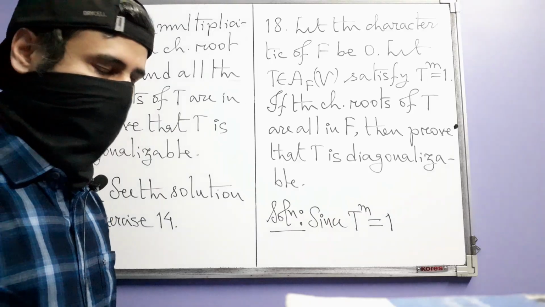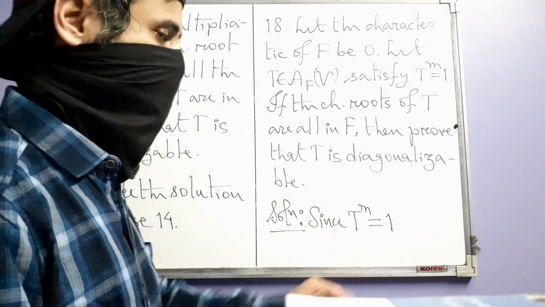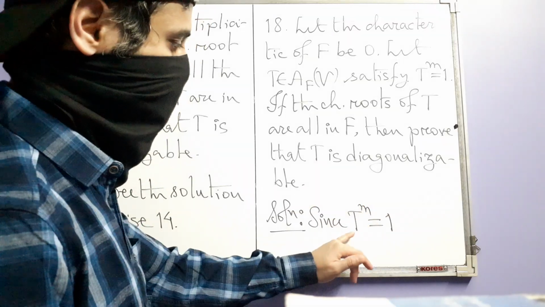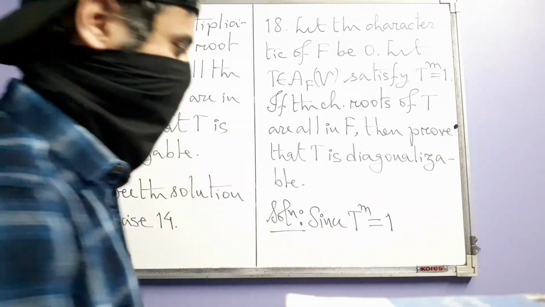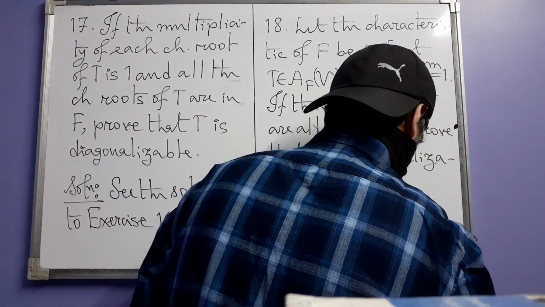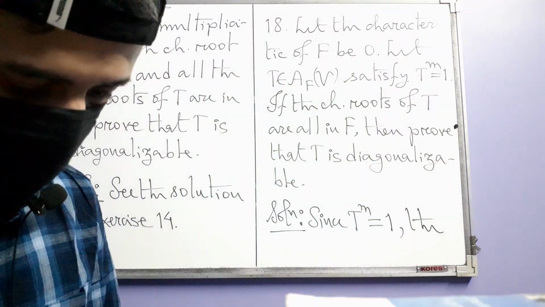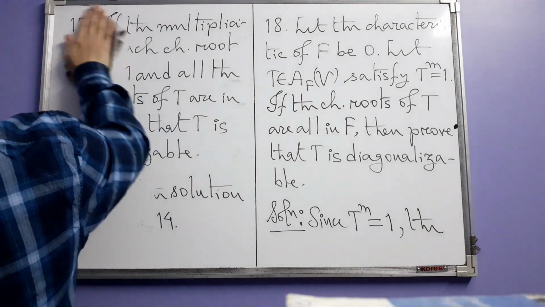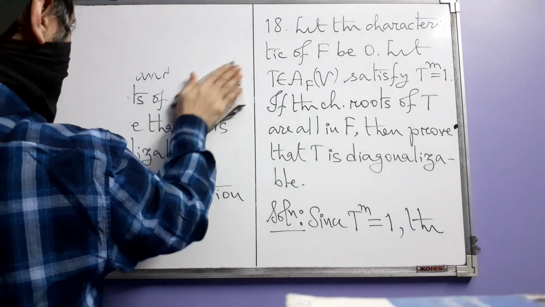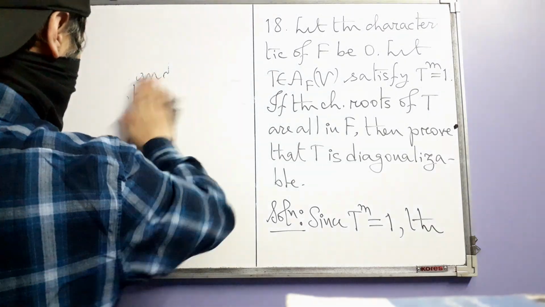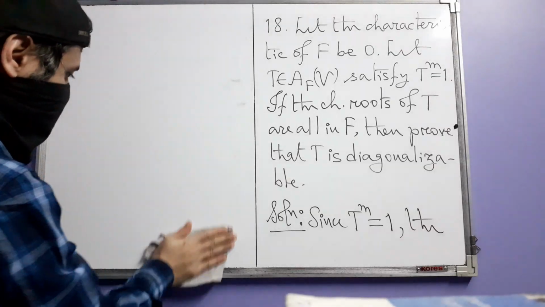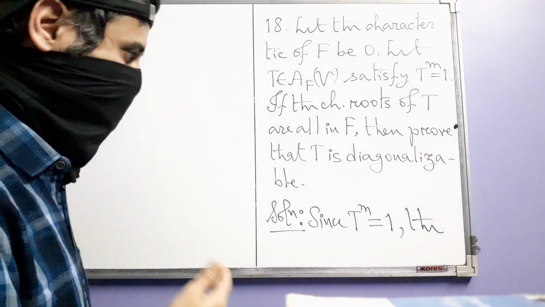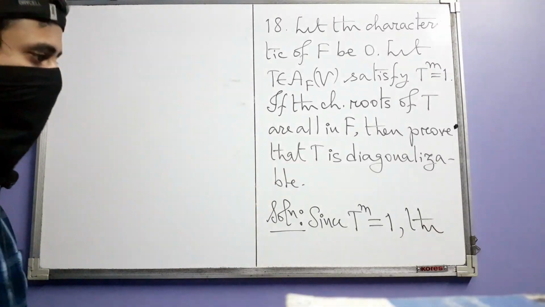Since this relation is satisfied by T, that means T satisfies the polynomial x to the power m minus 1, and so the minimal polynomial of T will divide this polynomial. So we see that polynomials keep helping us in studying linear algebra. Polynomials help us means polynomial ring helps us. So ring theory is there in the background always.